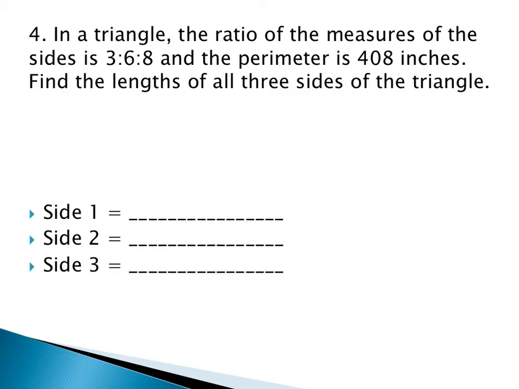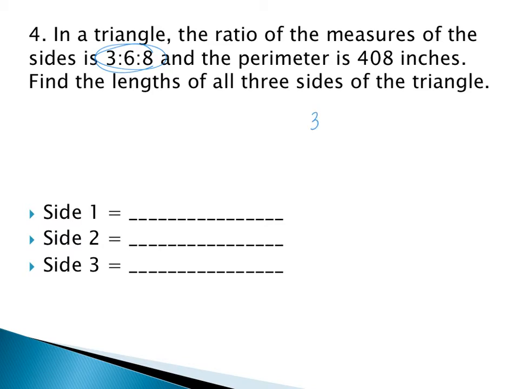Number 4. In a triangle, the ratio of the measures of the sides is 3 to 6 to 8, and the perimeter is 408 inches. Find the length of all 3 sides of the triangle. All right, I see an extended ratio again. So think about this. What do we do again with those numbers?